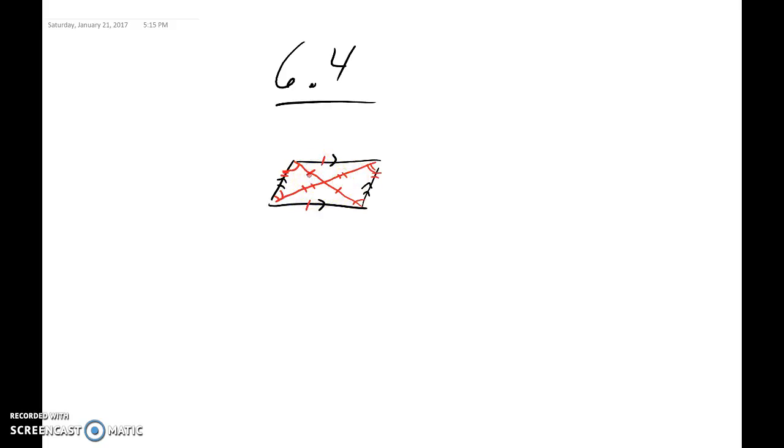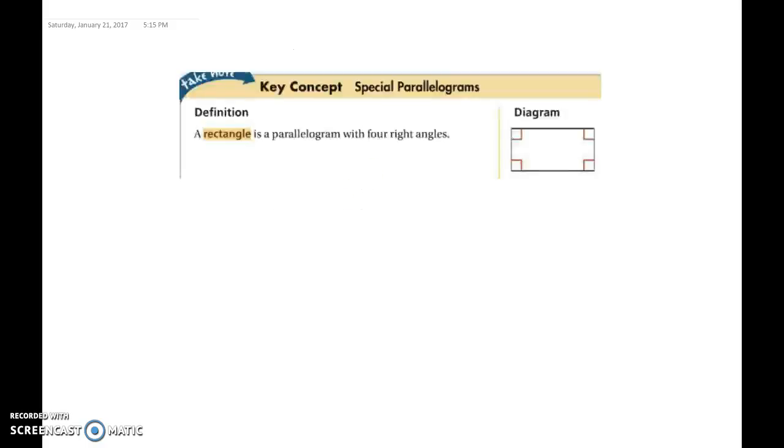All right, so they all have these traits. All 3 of these, rhombus, rectangle, and square, have every single trait that I just mentioned, plus they all have their own unique ones. The first one that we're going to talk about is a rectangle.